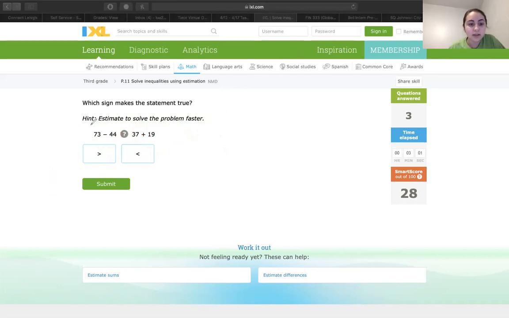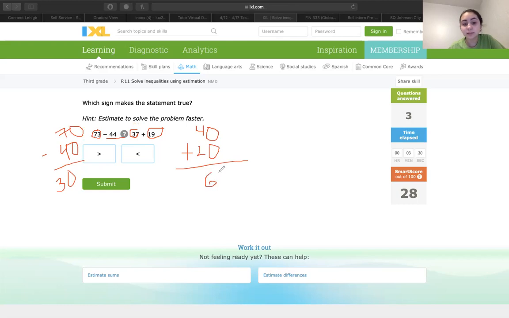Now, this is close to 70. And this is closer to 40. So it'd be 30. Now, this is close to 40. And this is close to 20. And if you add them, it's more or less 60. And 60 is bigger than 30. So this is bigger than this.